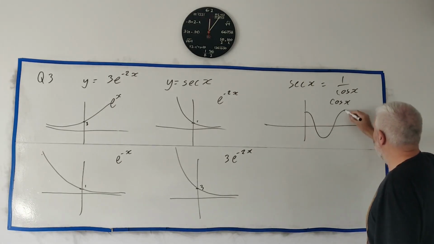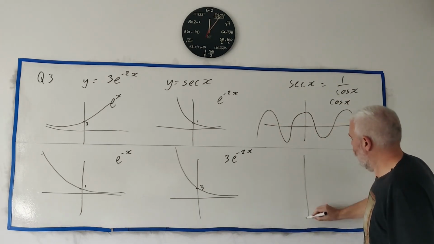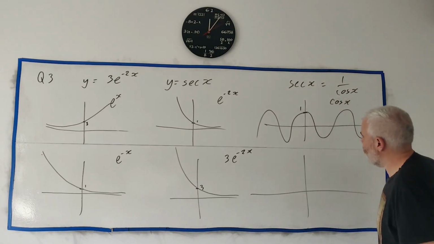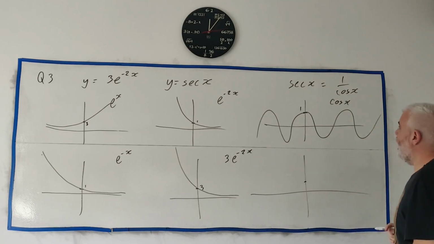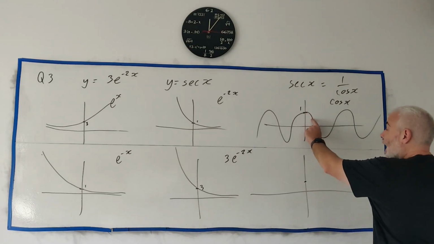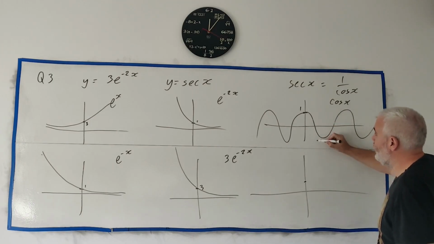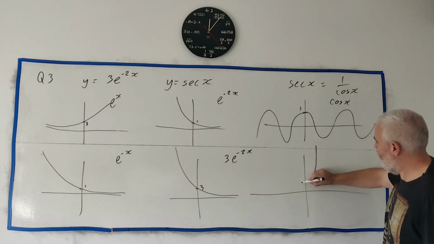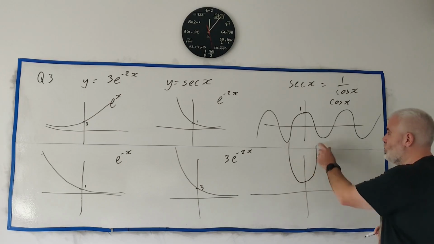Cosine x looks like this, and we'll do it both ways out here. So what does 1 divided by this look like? This is a 1 here. 1 divided by 1 is 1. 1 divided by, say, a half, that's 2. So when this goes down, this goes up. 1 divided by 0, and that's the real clue, goes off towards infinity. So we get this shape here.